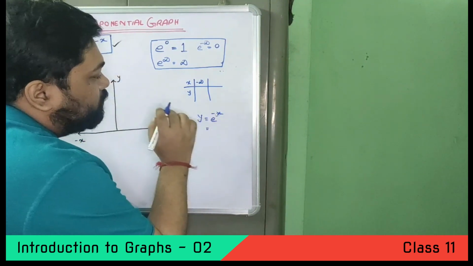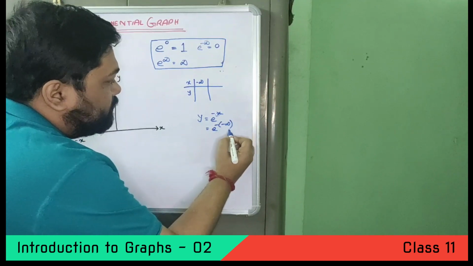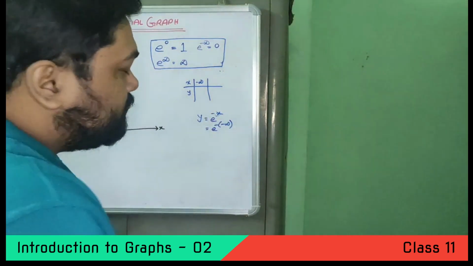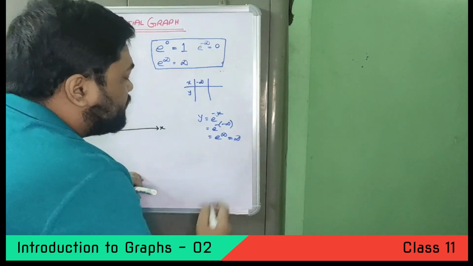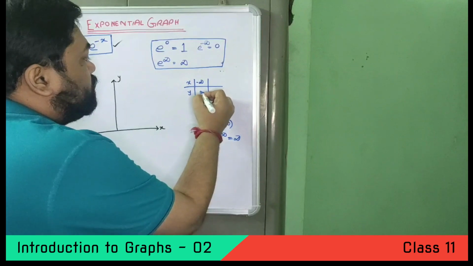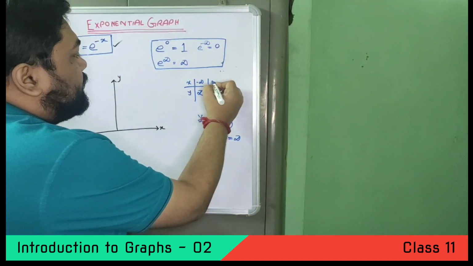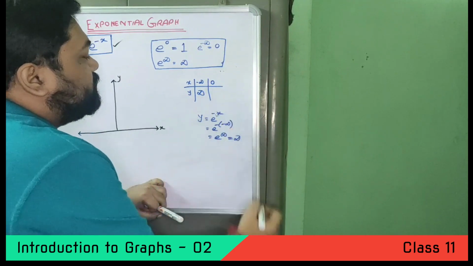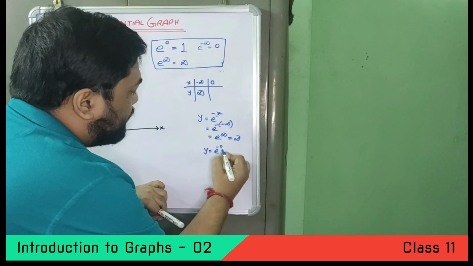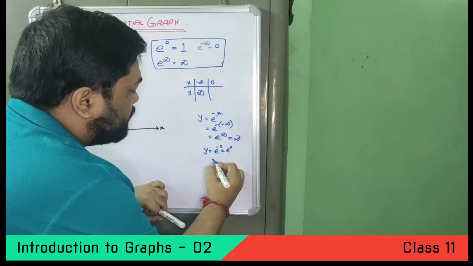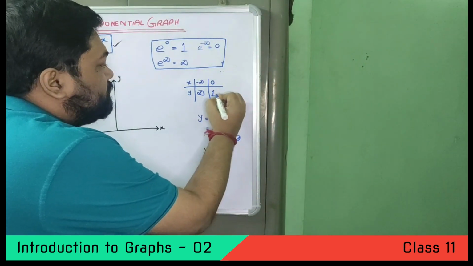Now if I put the value of x as minus infinity, how much will it be? It will be e to the power minus of minus infinity. So it will become e to the power infinity, and its value is infinite. So the value of y will become infinite, right? And if I put the value of x as 0, how much will the value of y be? It will be e to the power minus 0, that means e to the power 0, and its value is 1. So again the value of y is 1 here.